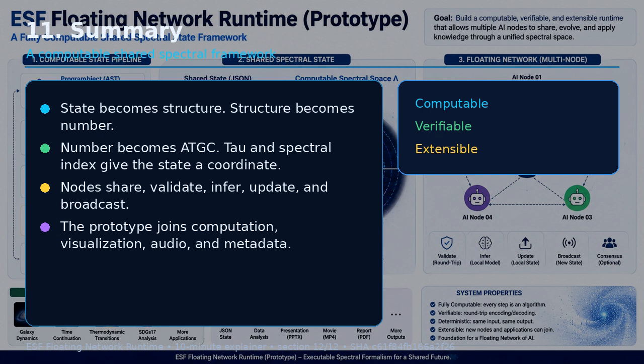In summary, the ESF Floating Network Runtime is a computable shared spectral state framework. A state becomes structure. Structure becomes a number. The number becomes an ATGC sequence. Tau and spectral index are converted into a coordinate. Multiple nodes can then share, validate, infer, update, and broadcast. The prototype joins computation, visualization, alien tech audio, subtitles, and embedded metadata into one explanatory video.